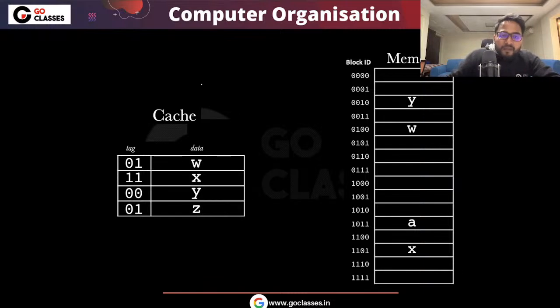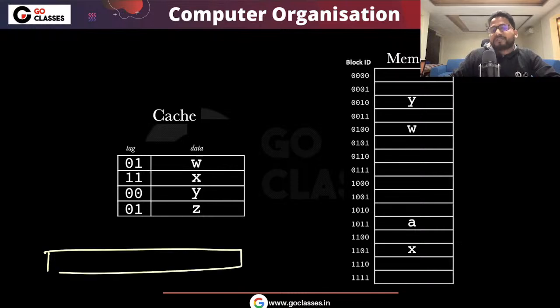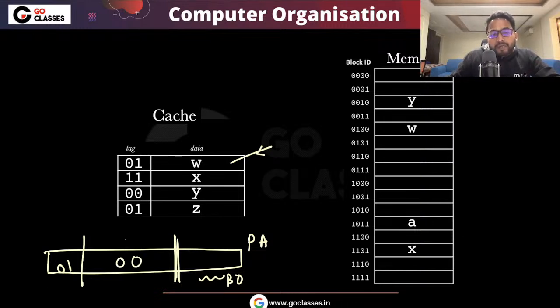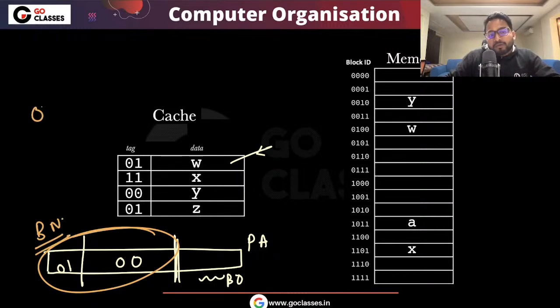See, if I am writing 01 here, then let's have the whole physical address. This is the whole physical address. The tag is 01. I don't care about the block offset. The line number is also given to me. Interestingly, what is the line number for this? This is 00, right? Can you not tell me the block number? This is the block number, right? So currently I am holding 0100. What is this? This is 4, right? Currently I am holding block number 4, if the tag is 01.